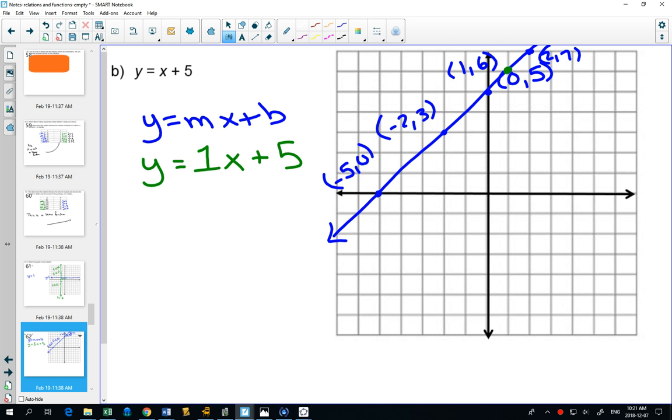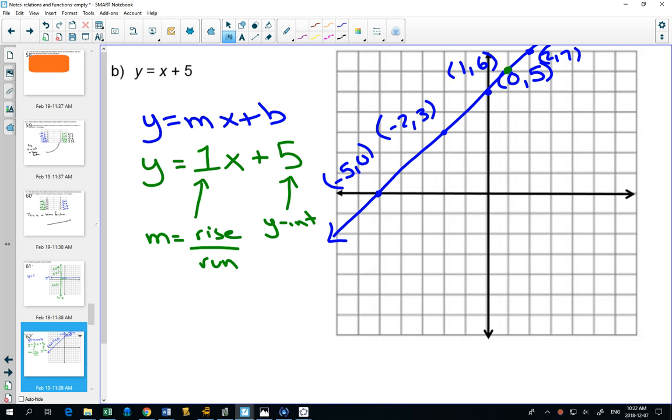And so this is our y-intercept. Did that show up on our graph? Yes. 0 and 5 shows up on our graph. And the m, which stands for rise over run, is 1.